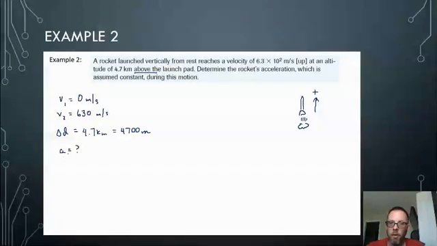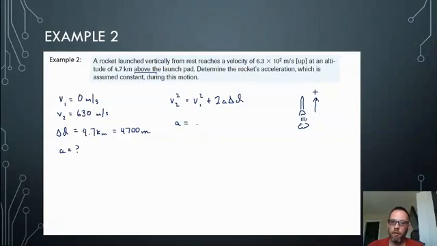All right, so let's proceed to the analysis. We need to choose an equation that'll help us solve this. If you want to take a moment and try to find one that'll work. The fact that we do not have time leads us to think we need to use the timeless equation: V2 squared equals V1 squared plus 2a delta d. It has everything we need. Now, my preference, if I'm solving for a, I like to just rearrange for a. So I'm going to do that now.